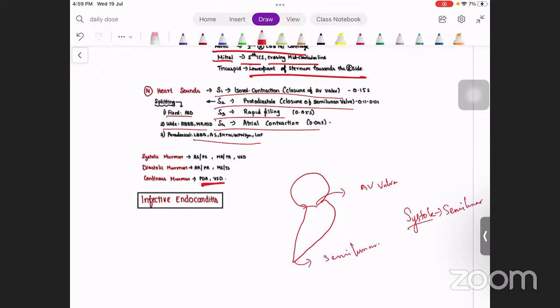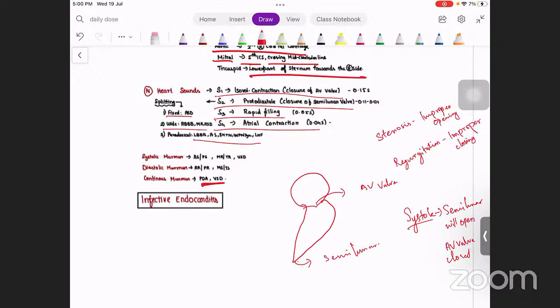Semilunar will open and your AV valve will close, right? AV valve is closed. Yes or no? Am I right or wrong? So we have two conditions, people. One is stenosis, which is an improper opening. Another one is regurgitation, which is an improper closing.